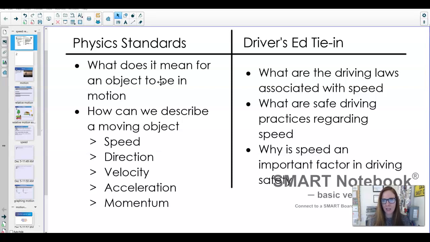And then we're going to tie that together with our driver's ed unit by looking at what are the driving laws associated with speed, what are safe driving practices regarding speed, and why is speed an important factor in driving safety. So this first video here is going to introduce you to some of these physics concepts, and then you're going to do a couple activities where you're going to practice with the physics concepts and tie it together with the driver's ed part. So let's get started.